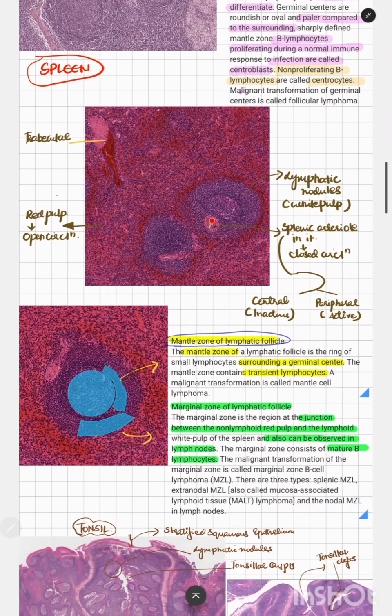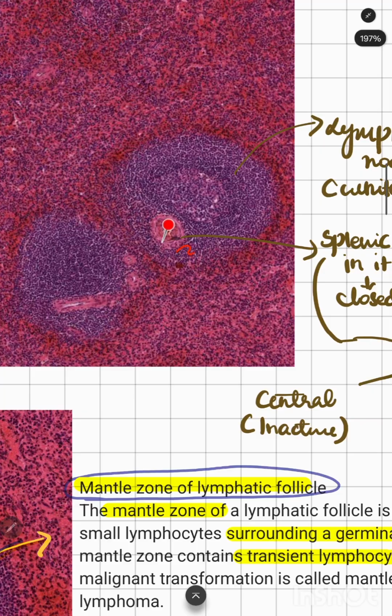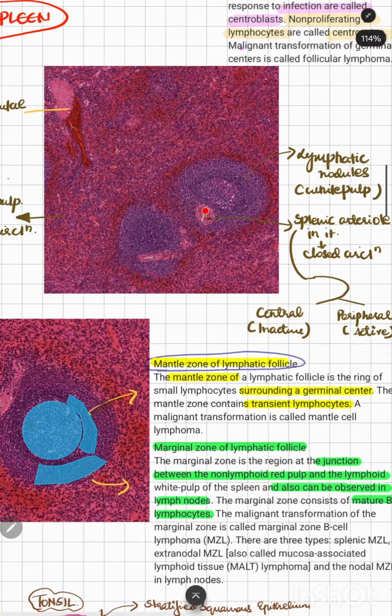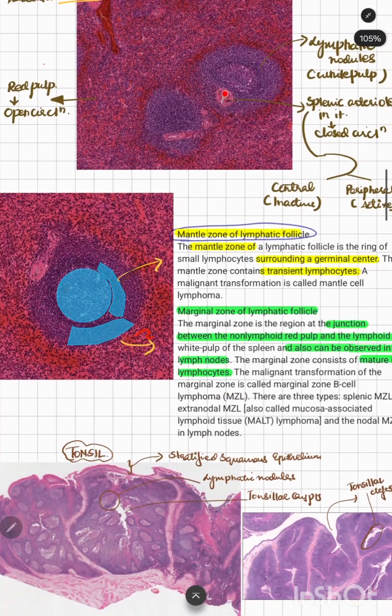Then comes spleen. It's very easy to identify spleen because if you see islands of blue in the vast red zone, then it is spleen. Okay, and this red zone is known as red pulp, which is having open type of circulation, and this bluish thing which you are seeing is lymphatic nodule, also known as white pulp. And sometimes within the lymphatic nodules you'll be able to see the splenic arteriole, right? And these are the parts of the lymphatic nodules.